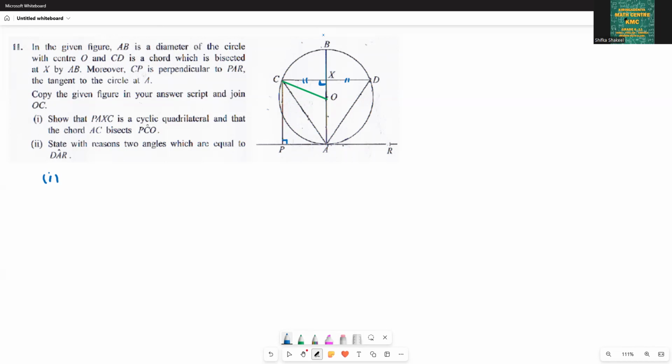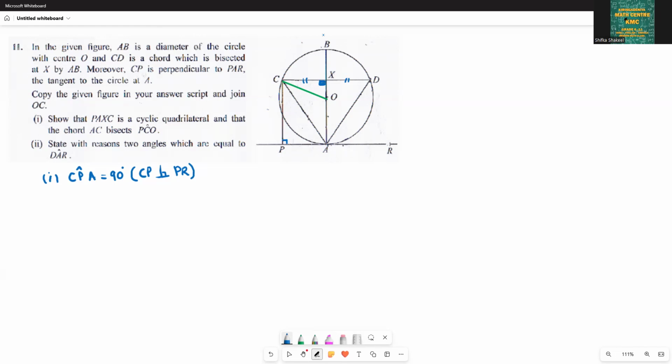So children, first of all, we will write angle CPA equals 90 degrees. Why is that 90? They have given CP is perpendicular to PR, tangent PAR. The symbol for perpendicular is this. Perpendicular means 90 degrees. Next, angle CXO. This is 90 degrees.